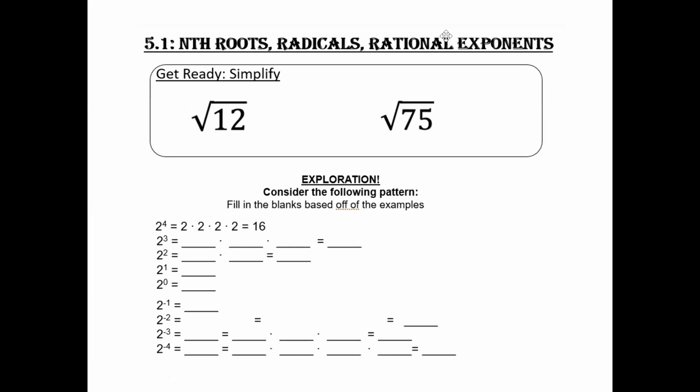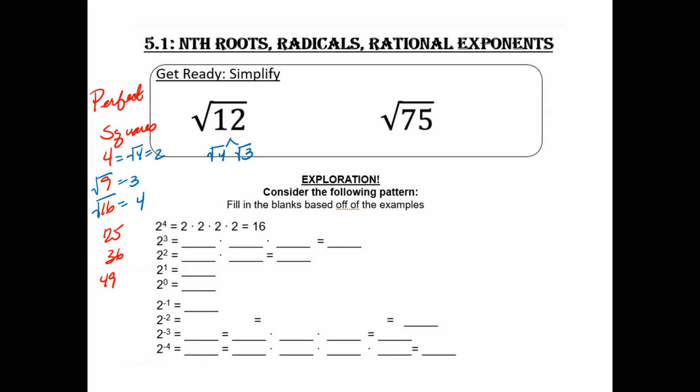All right, so nth root, radical, rational expressions, or exponent. So simplify. If you take a look at this one right here, remember, you want to have a perfect square root. Perfect squares are like 4, 9, 16, 25, 36, 49, and so on. If you're wondering why they are called perfect squares, it's because the square root of 4 is 2, square root of 9 is 3, square root of 16 is 4. So you want to include a perfect square in the factor of 12. So if I were to break this down, I could say 4 times square root of 3.